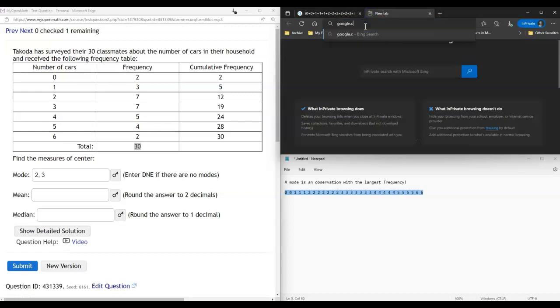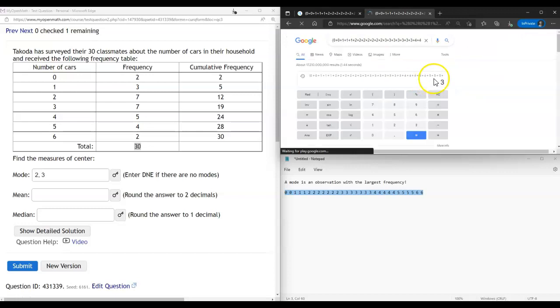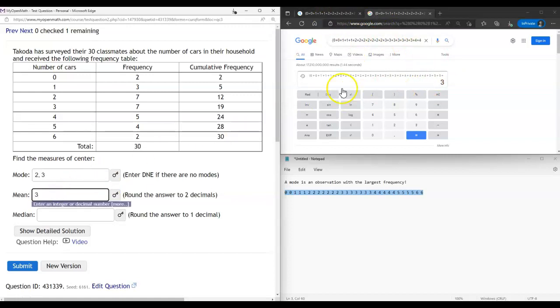Let's see if Google is any better. Yeah, at least Google does a better job at this. Okay, no more Bing for me. So the average is 3.